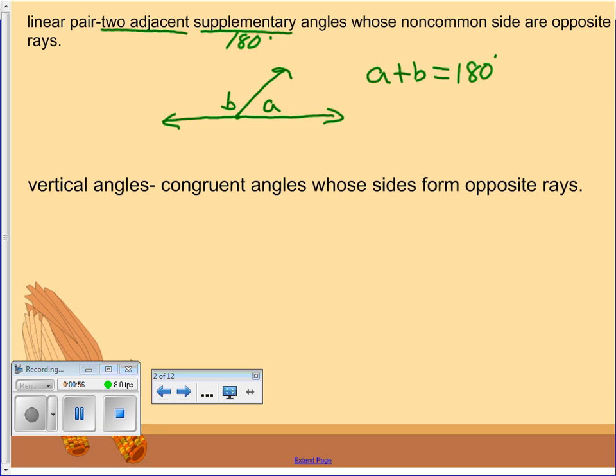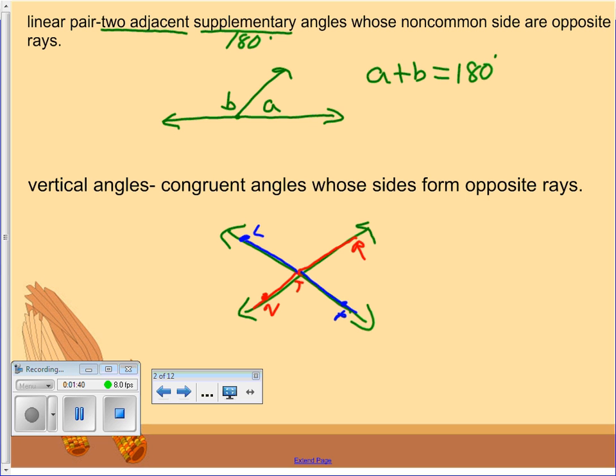Vertical angles are congruent angles whose sides form opposite rays. So basically you have two intersecting lines, and if I look at this line, T, I'm going to say TR, it forms an opposite ray with TN. And then if I look at TP, it forms an opposite ray with TL.